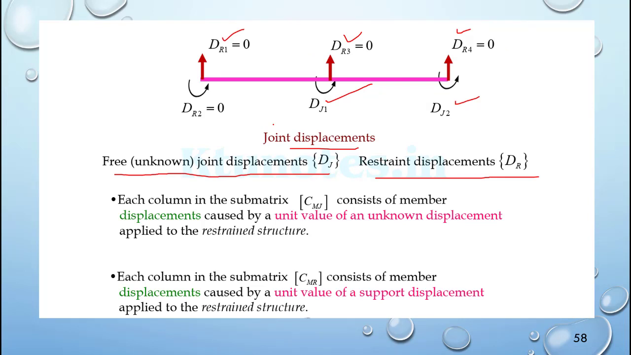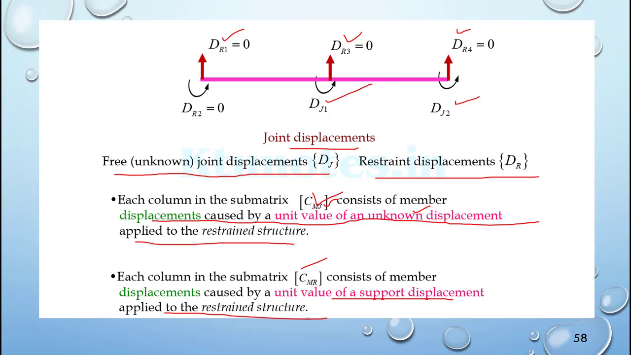Then each column in the submatrix of CMJ consists of member displacement caused by the unit value of unknown displacement applied to the restrained structure, and CMR consists of the member displacement due to the unit value of support displacement applied to the restrained structure. So the J stands for the unknown displacement, and the R is the restrained displacement. It is the unit value of support displacement to the restrained structure.